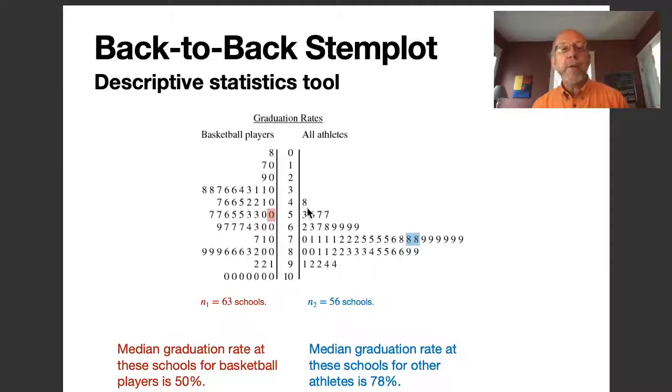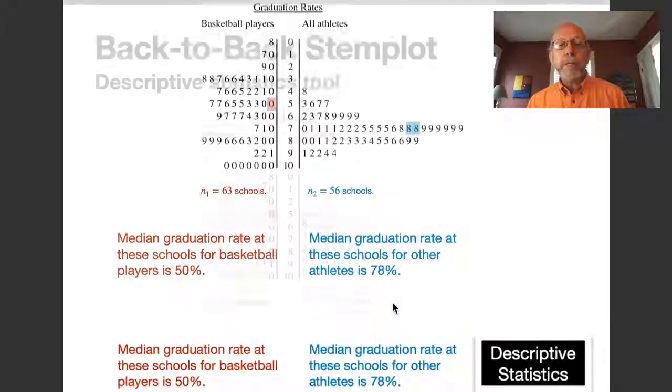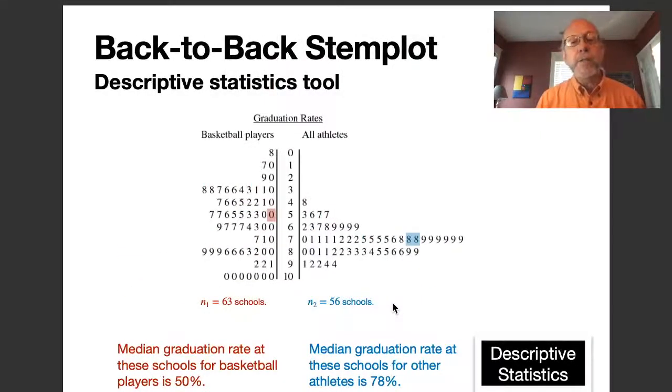And in the same way, we can find the median rate for other athletes at these schools. And that turns out to be 78%. So right there, you see a difference between the graduation rates for basketball players at these schools versus other athletes. These medians, 50% and 78%, would be descriptive statistics because they describe the data that we have in front of us.